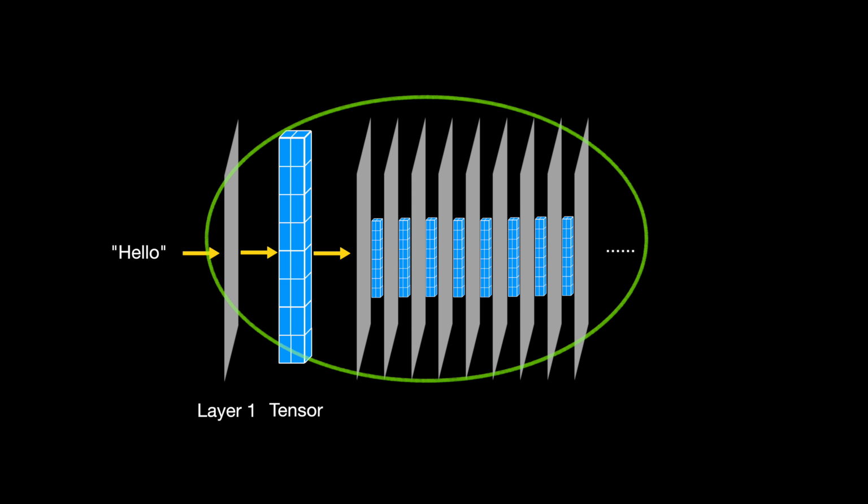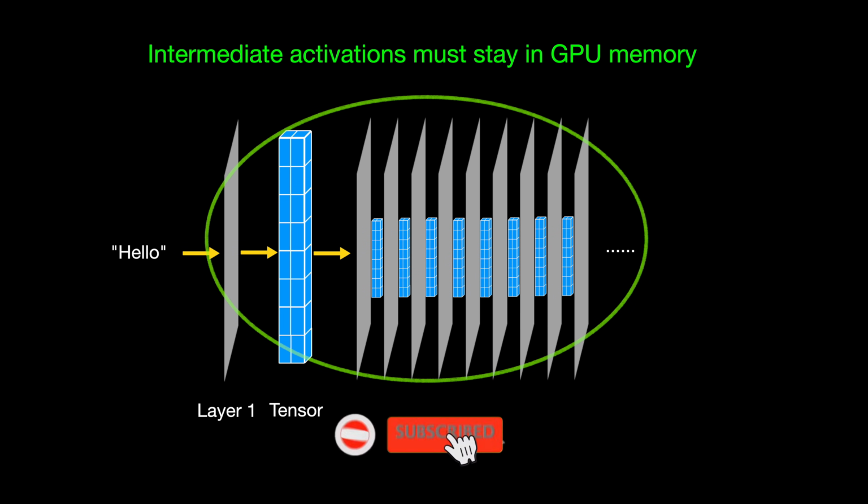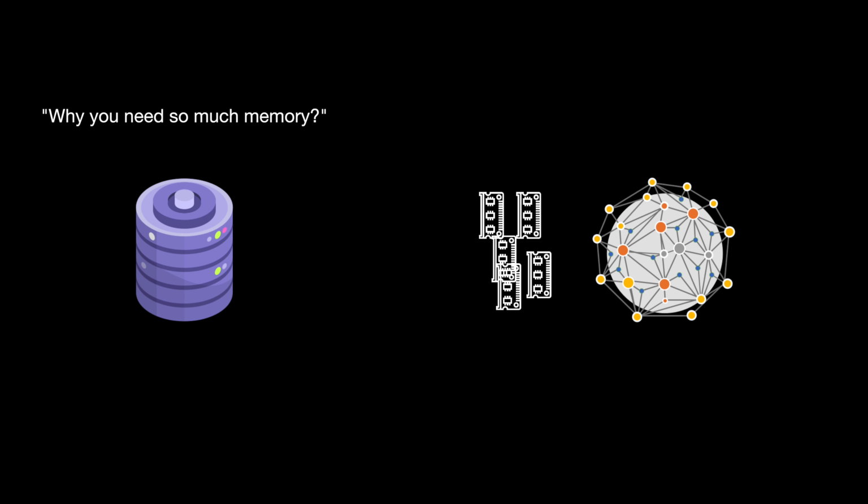Those activations cannot simply disappear because the next layer needs them. So they must stay in GPU memory while the computation continues. Layer after layer, token after token, the model is constantly producing intermediate data. It is temporary but enormous. And suddenly, the memory footprint grows. Not because the AI model is stored, but because the AI model is thinking.